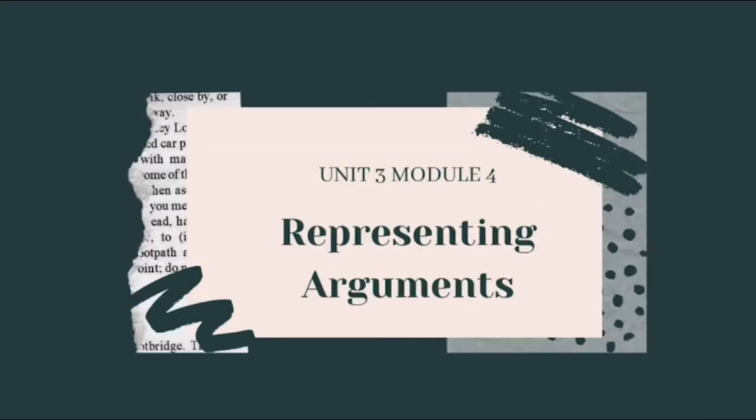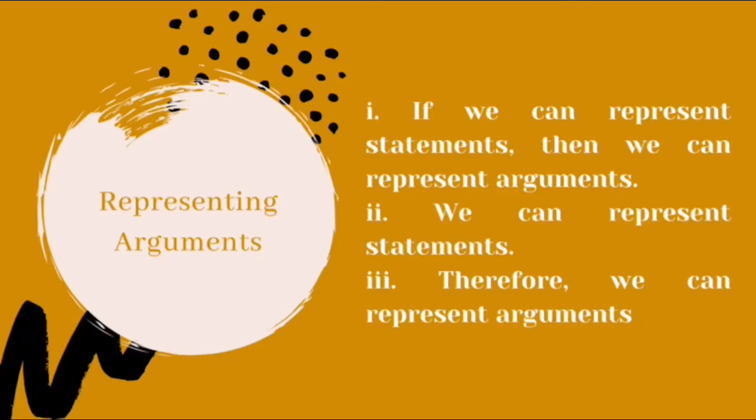Now let's move on to Unit 3, Module 4, Representing Arguments. Let us consider this argument. Premise 1 is a compound statement, while premise 2 and conclusion 3 are both simple statements. We can represent premise 1 by using the capital letters R for represent and A for arguments. Then we represent the conclusion indicator by using the logical convention of 3 dots, also called the therefore sign.